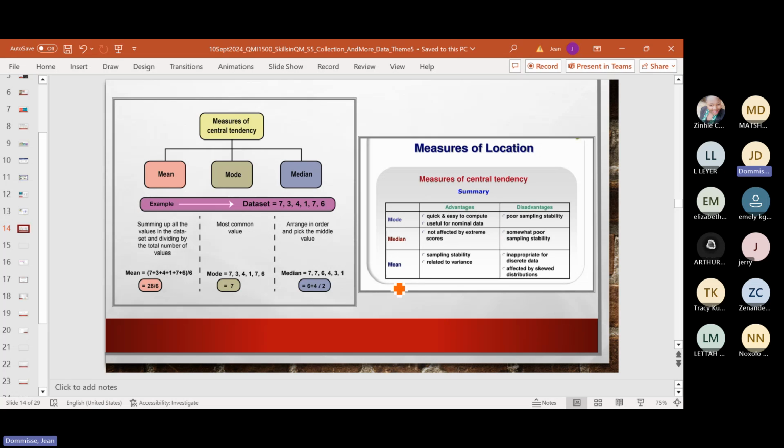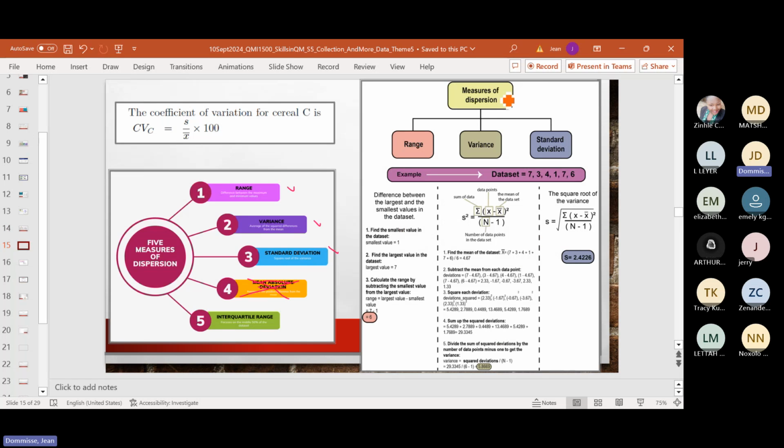What I also included is how it is calculated and some of the advantages and disadvantages, so that you have everything in one slide. The same with the measures of dispersion, where you will look at range, variance, and standard deviation. So I've included that for you guys.